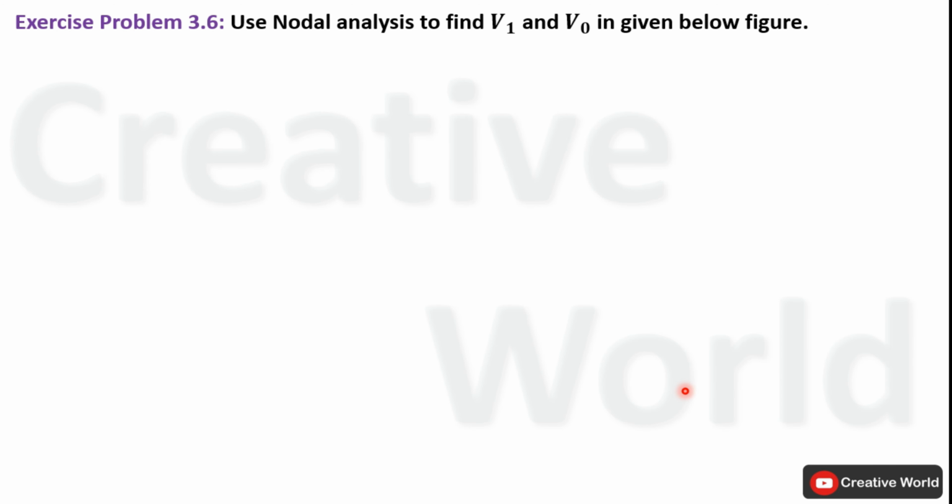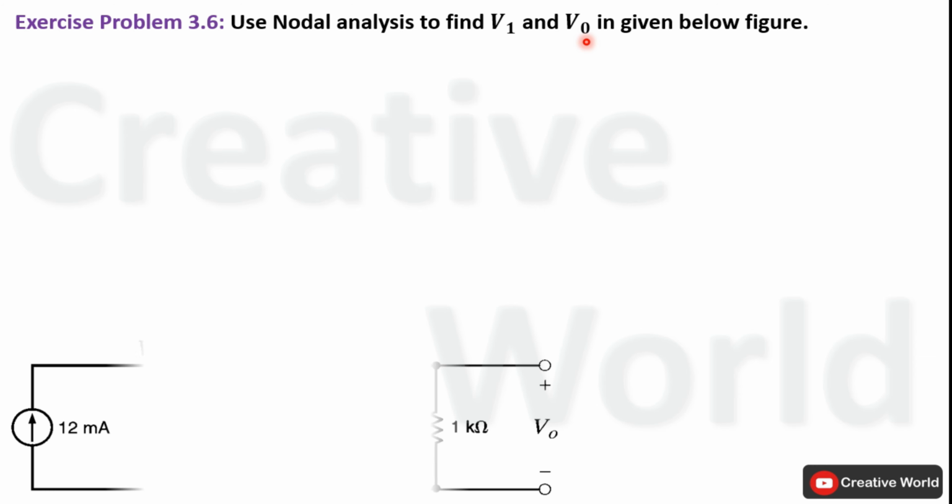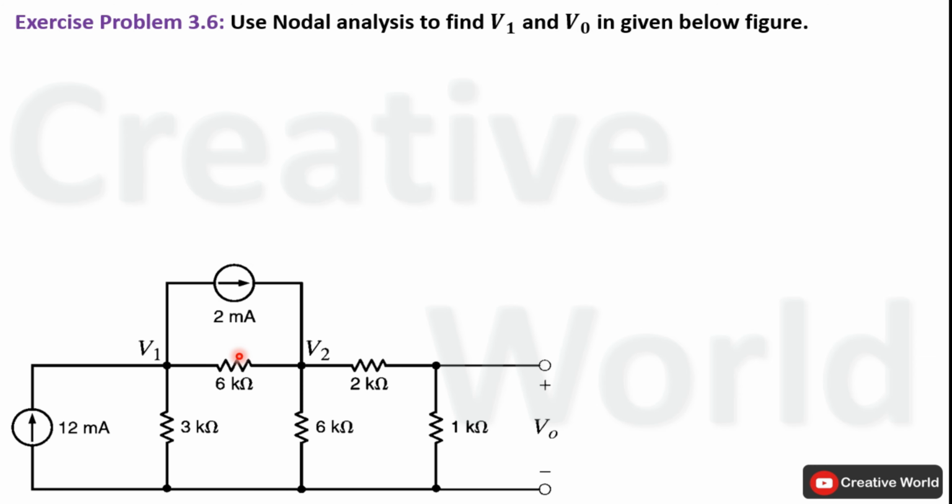Exercise problem number 3.6. Use nodal analysis to find the value of voltage V1 and V0 in the figure given below. This is the circuit diagram of the given problem. Inside this network, we have to find out the value of voltage V1 and V0 across this 1 kilo ohm resistance, and we have to adopt the nodal analysis technique. So without wasting time, let's proceed towards the solution of the network.